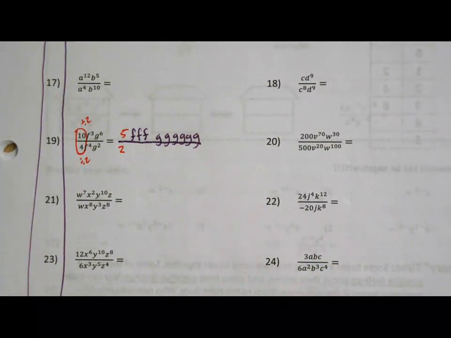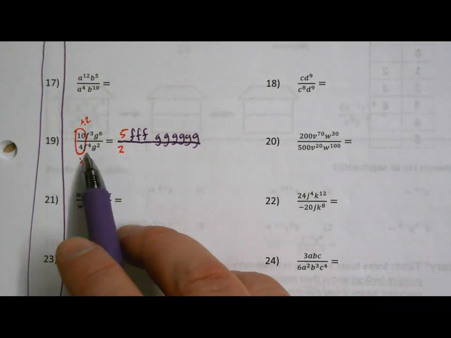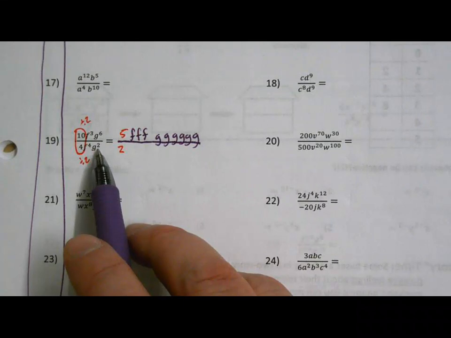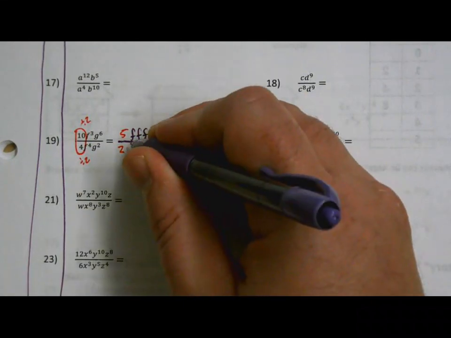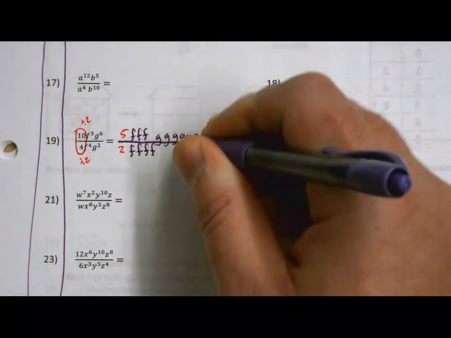And then look at the bottom. You're going to have a different number of F's and G's in the bottom. Do the same thing on the bottom. So you've got 4 F's and 2 G's on the bottom. Did you draw those in already? You did the 4 F's and the 2 G's already on the bottom? Okay, go ahead and do that. 1, 2, 3, 4, and then 2 G's.